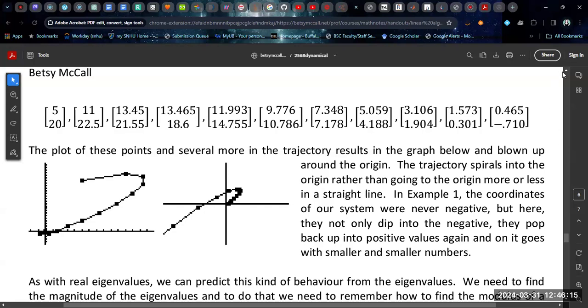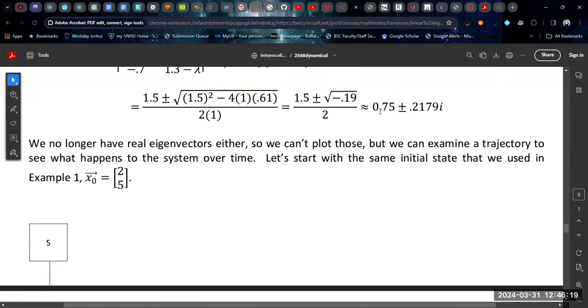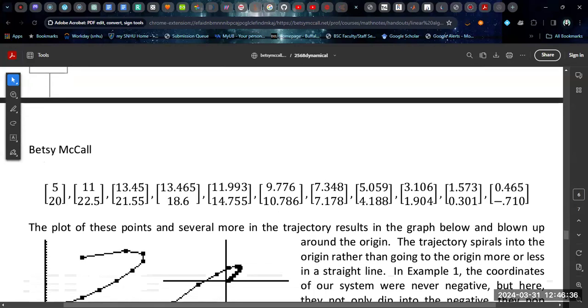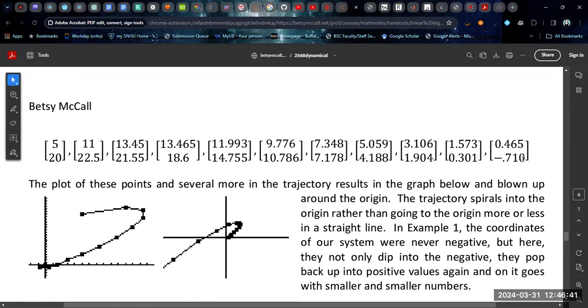Now, because our real component of our eigenvalue, if we go back up here, 0.75, actually, it's the magnitude, sorry. If you calculate the magnitude of this eigenvalue, it is still less than 1. And so the trajectory is still collapsing. The population is going to 0. But it is actually spiraling around the origin. You can see here, eventually we're actually getting negative values because we're going right past the origin.